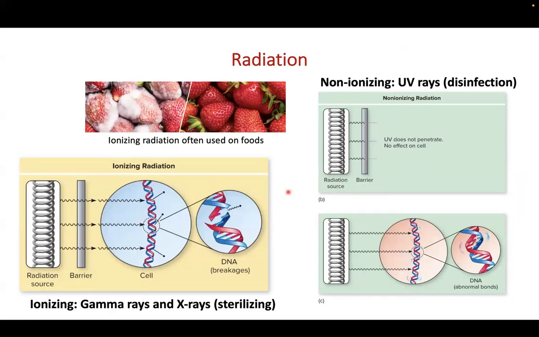With gamma rays and X-rays, they initiate DNA breakage, as we can see from here. This is the radiation source, we have a barrier, and this is the cell, and they initiate DNA breaks in the cell. Compared to this, non-ionizing, which is the UV rays for disinfection, cannot penetrate this barrier, so you have to have the source and expose it straight to the organism. It causes abnormal DNA bonds and initiates a lot of mutation within it. The ionizing radiation is more common in supermarkets. As you can see from here, it's used to clean the food and prevent the growth of microbes.